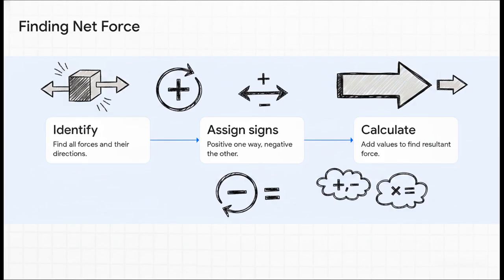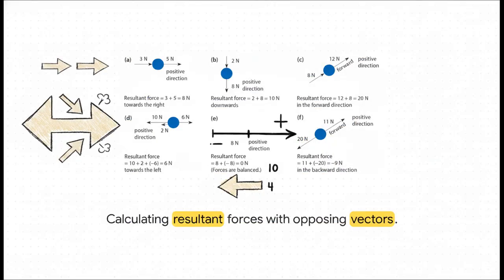And finally, you literally just add those numbers together. Let's look at some opposing vectors in action here to make it crystal clear. If you've got 3 newtons and 5 newtons both pulling to the right, they just team up for a resultant force of 8 newtons. Easy, right?